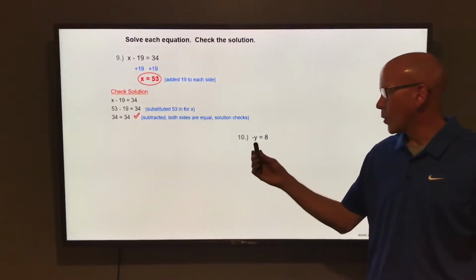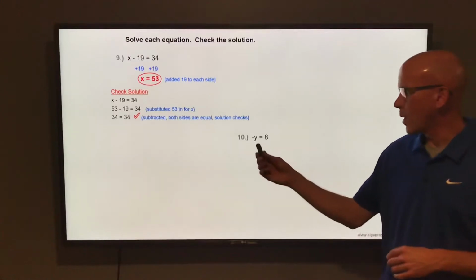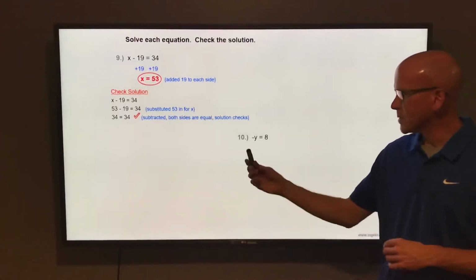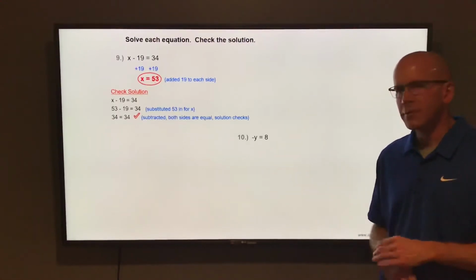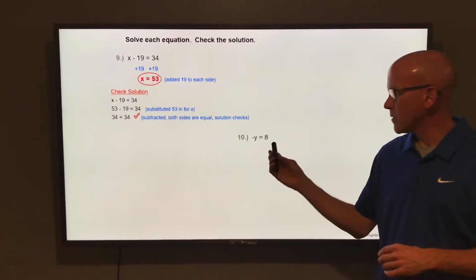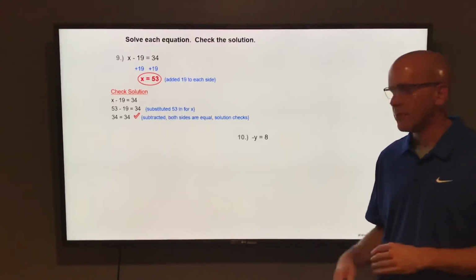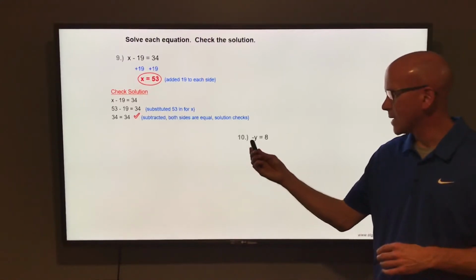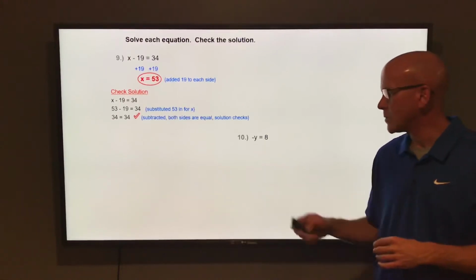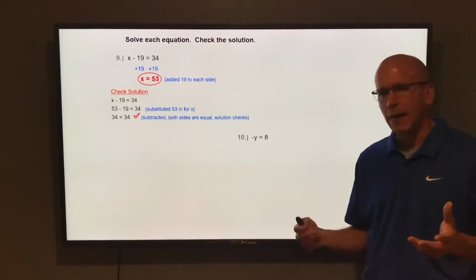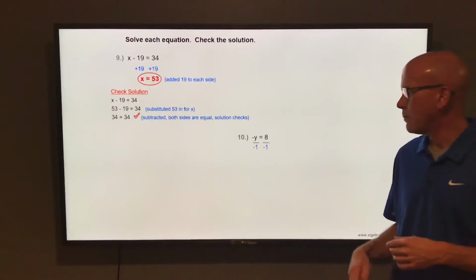We're going to solve negative y equals 8. We're going to solve this for y. We need to get the y by itself. Notice there's a negative sign in front of the y. So we have to move that negative sign to the other side. To move that negative sign to the other side, again, we're thinking do the opposite of what's going on right now. You have a negative sign multiplied, it looks like, by y, but you can think of it as negative 1 times y. So to undo that, do the opposite of that, divide each side by negative 1.